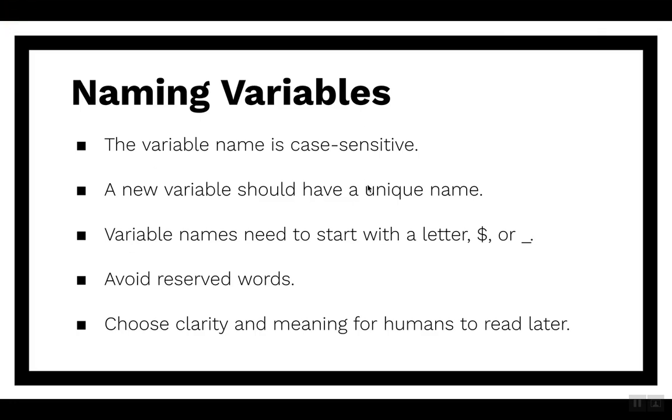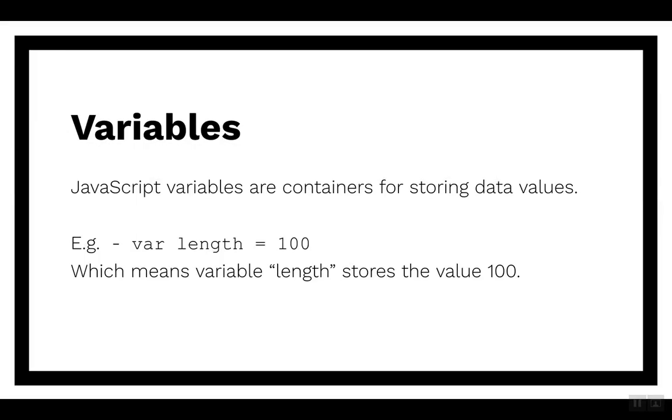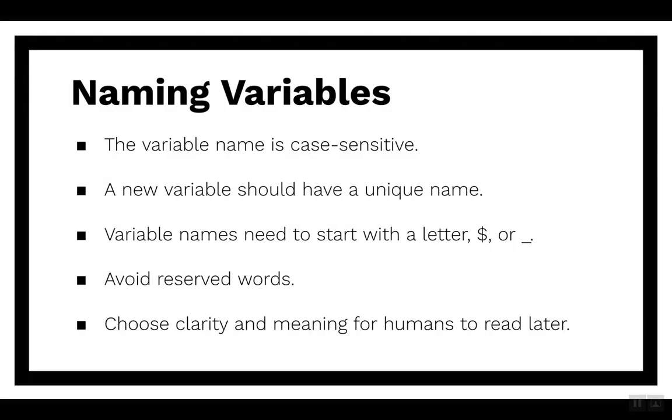So, naming a variable. Now, this is an important aspect. The variable name has to be case sensitive. If you go back and look at this example, the variable length, the L is small case, and all of the variables need to start with a small case alphabet. A new variable should have a unique name. It should not be repeated in the code. A variable can start with dollar or underscore, but they should not start with any different literals. They can start with letters, of course.